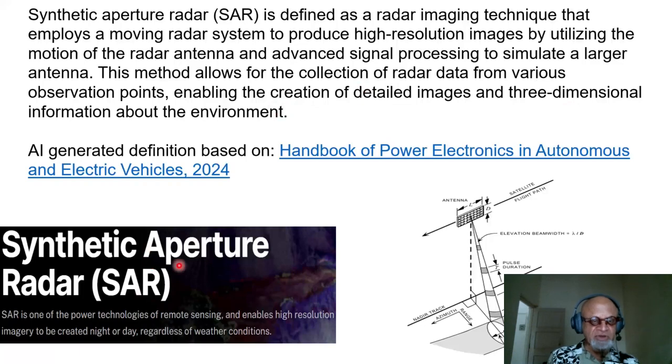Synthetic aperture radar, from the NASA website, SAR, is one of the powerful technologies of remote sensing, and enables high-resolution imagery to be created night and day regardless of weather conditions. So clouds are not an issue for this. If you all know radars, they are sitting somewhere and tracking storms and weather systems, and of course there are different bands, X, L, C, P, S, which are used for various applications, including tracking enemy aircraft. And then you have radar-evading stealth aircraft, etc.